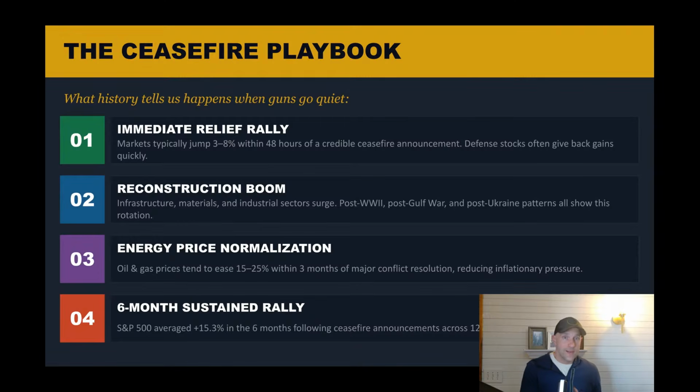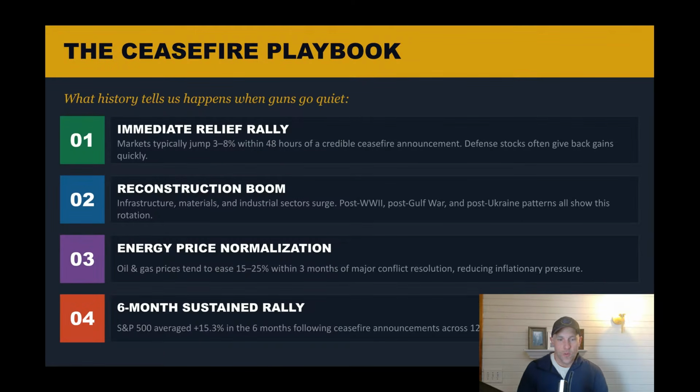But what has happened in the past with ceasefires? So we can drill down even further, not just war, but what happens with ceasefires. And so what does history tell us? Again, there is a playbook that's left behind that we can look at for clues in terms of what we can expect to come next. And we're seeing some of this. So the first thing is an immediate relief rally. Well, the last 2 days, we've had a relief rally.